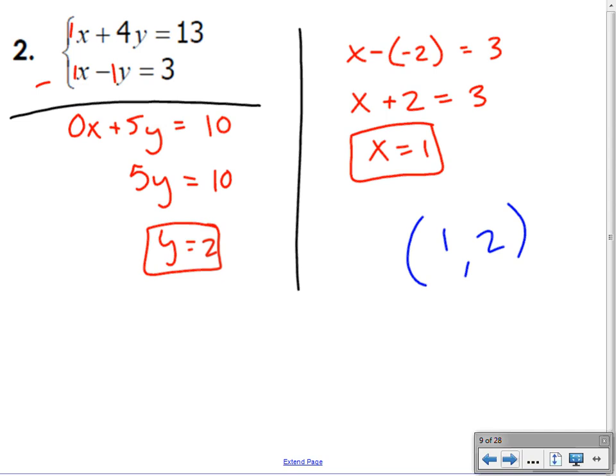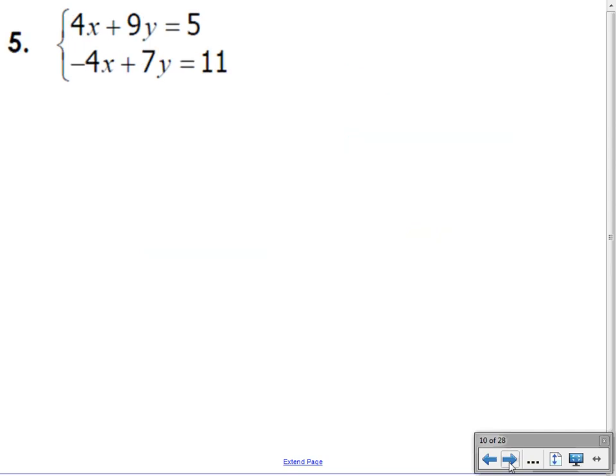So let's take a look at another example. Remember that we're trying to cancel out the variable that has a common coefficient. So looking at our system of equations here, it's the x's again that have common coefficients. But this time, one of them is a positive 4x and the other is a negative 4x. Whenever you have the same number but different signs, you're going to add to cancel them, because 4 plus a negative 4 is what makes it a 0x.